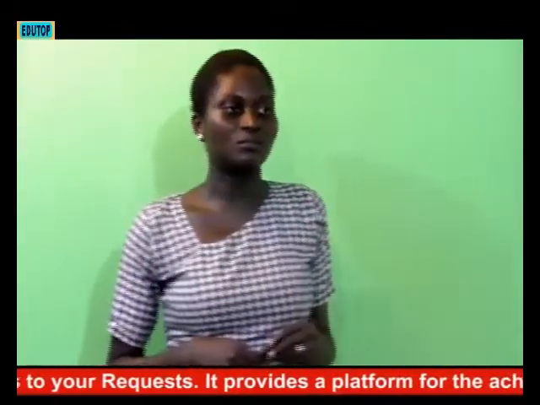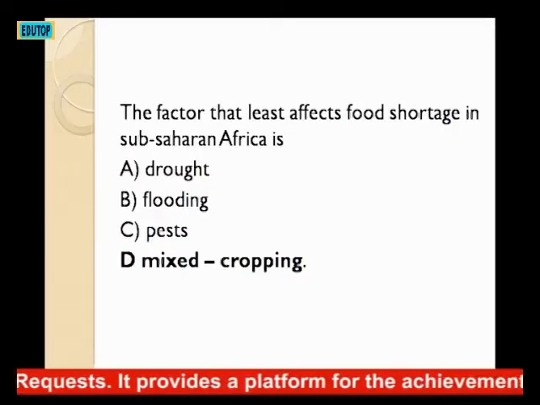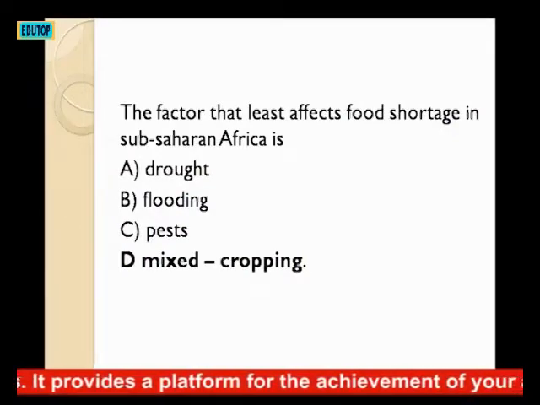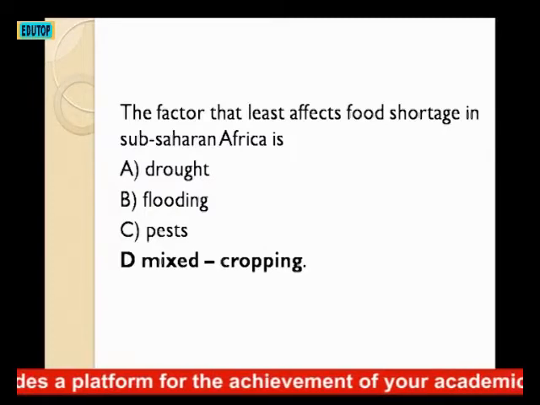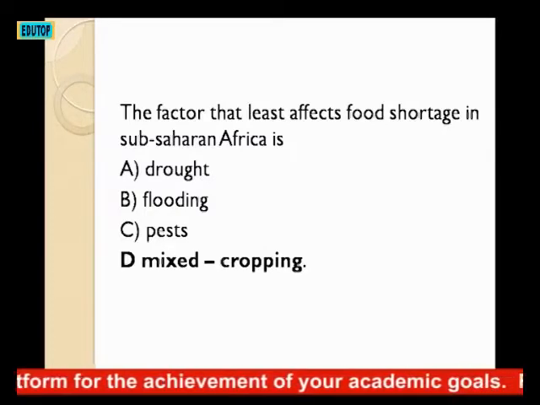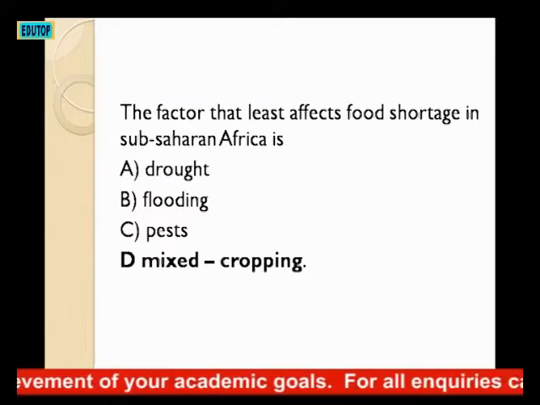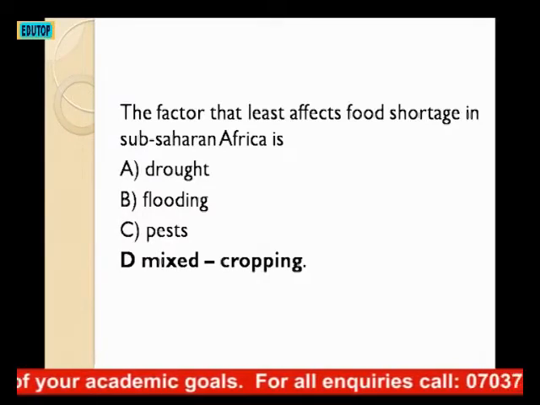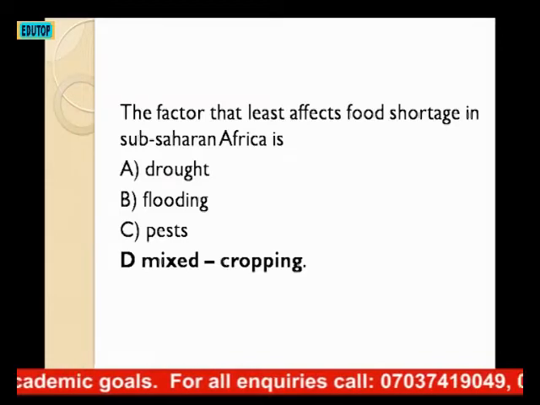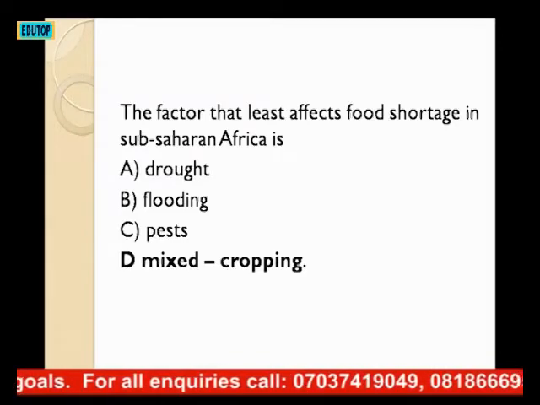The next question: the factor that least affects food shortage in sub-Saharan Africa is what? A. Drought, B. Flooding, C. Pest, D. Miscropping. Looking at these 4 options, you will discover that drought, flooding, and pest will definitely bring about food shortage. When there is drought, there is no food. When there is flooding, crops are destroyed. When pests attack, there is also shortage of food.